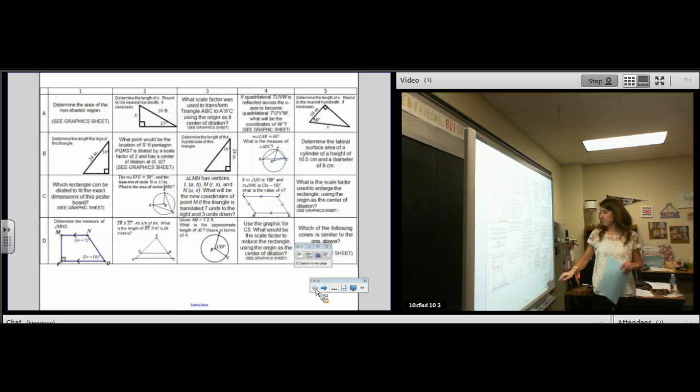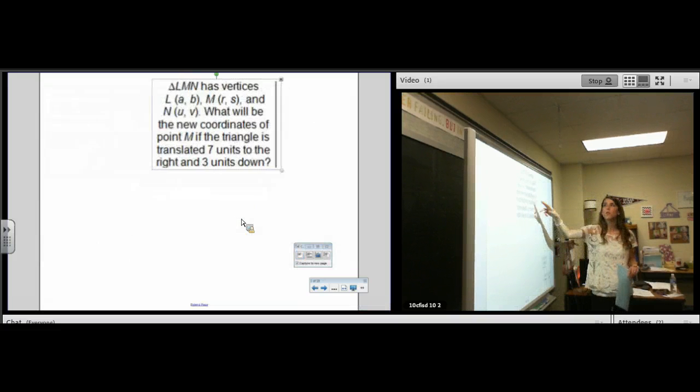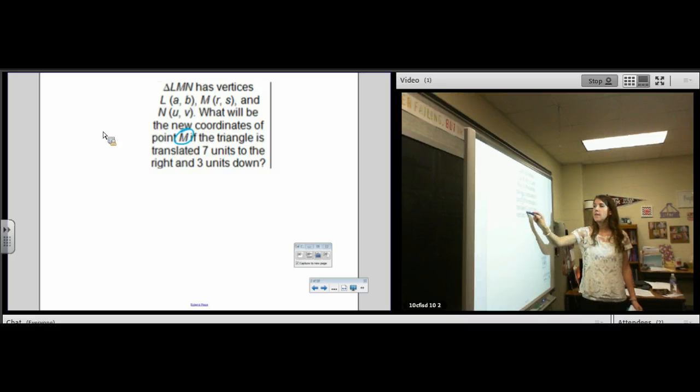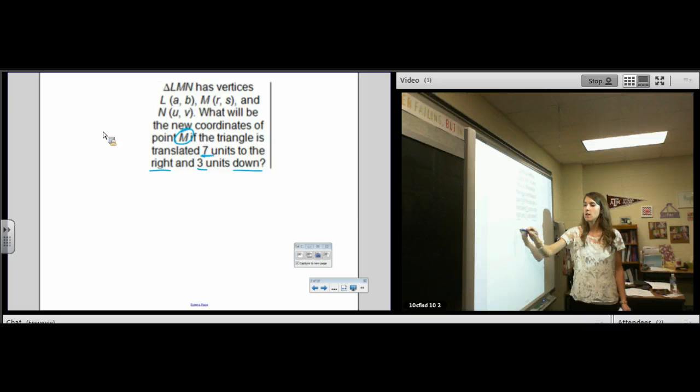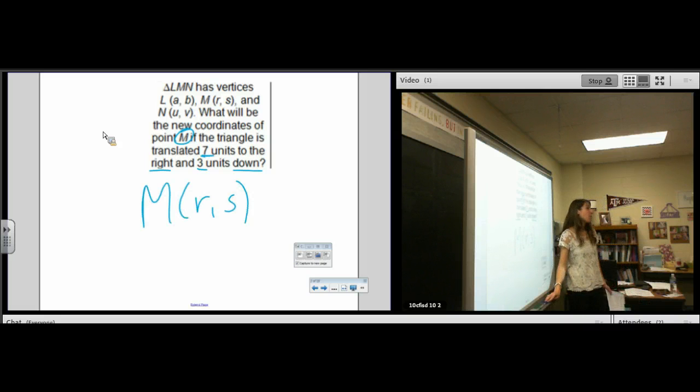C3. Okay. The coordinates part. Yep. So this was back to the transformations unit, which at Cy Falls we actually did before winter break, but other schools did afterward. Anyways, we want to take point M, and we want to go 7 units right and 3 units down. Point M is R, comma S. So you probably know exactly what to do. You probably just didn't know what your answer was supposed to look like.